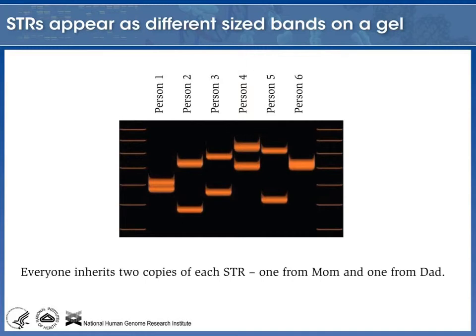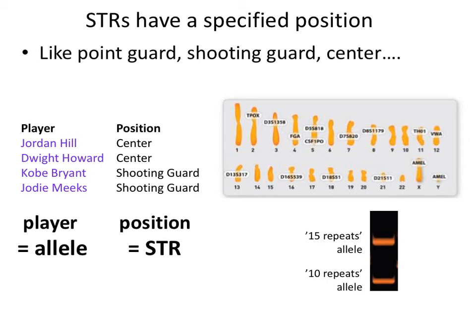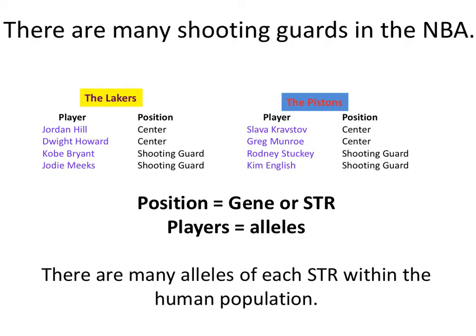Everyone inherits 2 copies of each STR, one from mom and one from dad, just like an allele. We're diploid. We have an allele from mom and an allele from dad in the same gene. It may be the same allele, or it could be different. So we'll get to these. Now that's good enough for now.